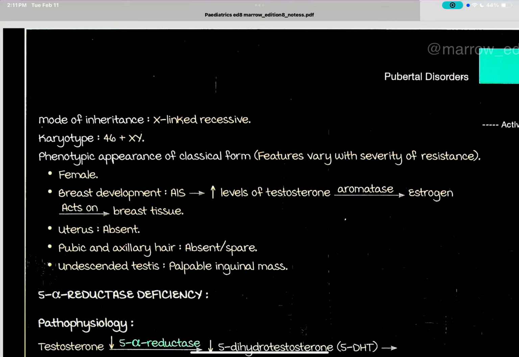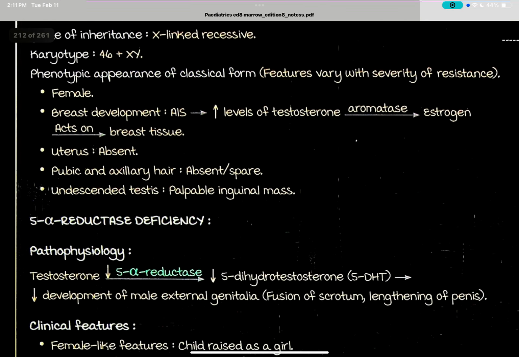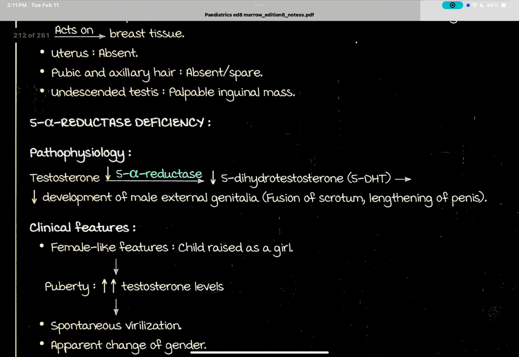Phenotype: the appearance of the classical form is female, and features vary with the severity of resistance. There is breast development, because the increased level of testosterone is converted by aromatase to estrogen, which acts on breast tissue. The uterus is absent, pubic and axillary hair are absent or sparse, and there is an undescended testis with a palpable inguinal mass.